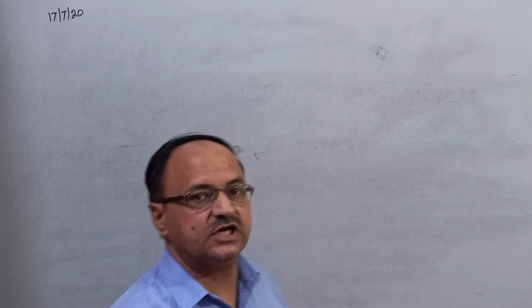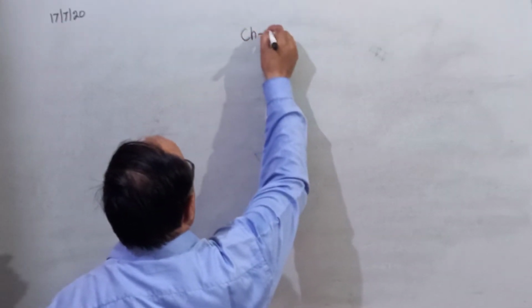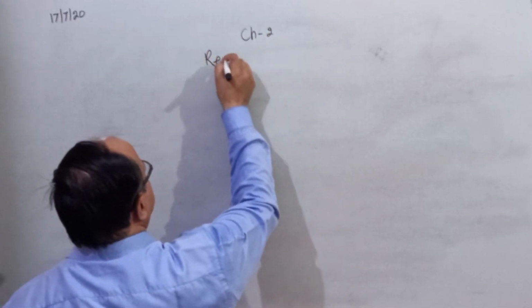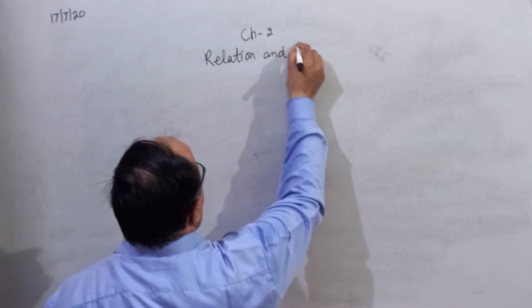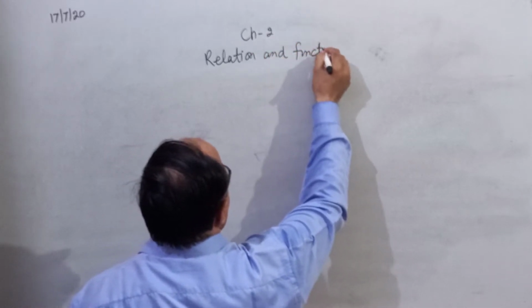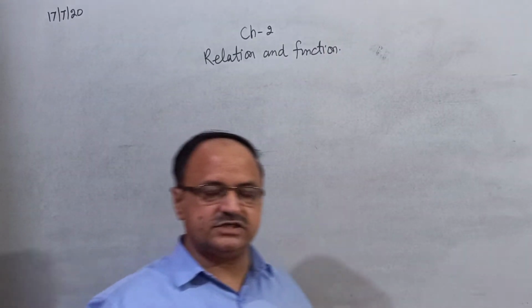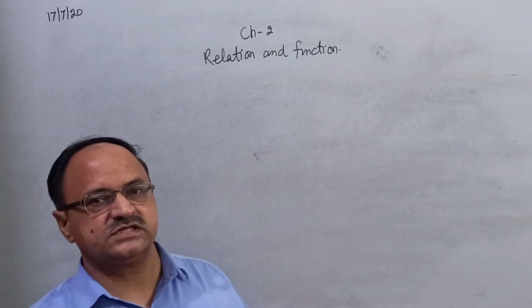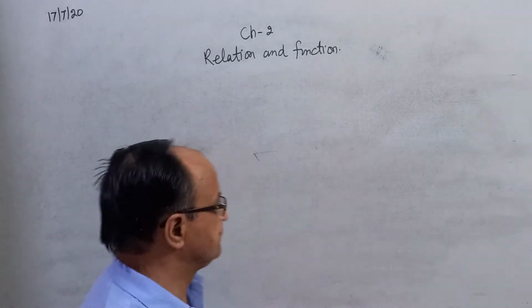Hello student, I am going to start a new topic, chapter number 2, that is relation and function. In relation and function, firstly we discuss the Cartesian product of sets, then relation, then function.